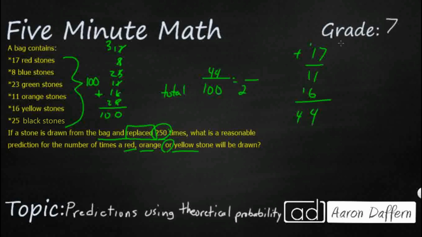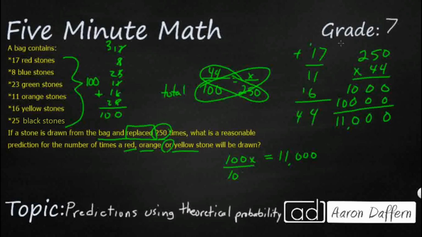I'm going to draw it 250 times. Let's do a little cross multiplication. So if I work this out, I get 100x equals 11,000. Divide both sides by 100. Cross off 2 zeros, and I'm going to get 110.